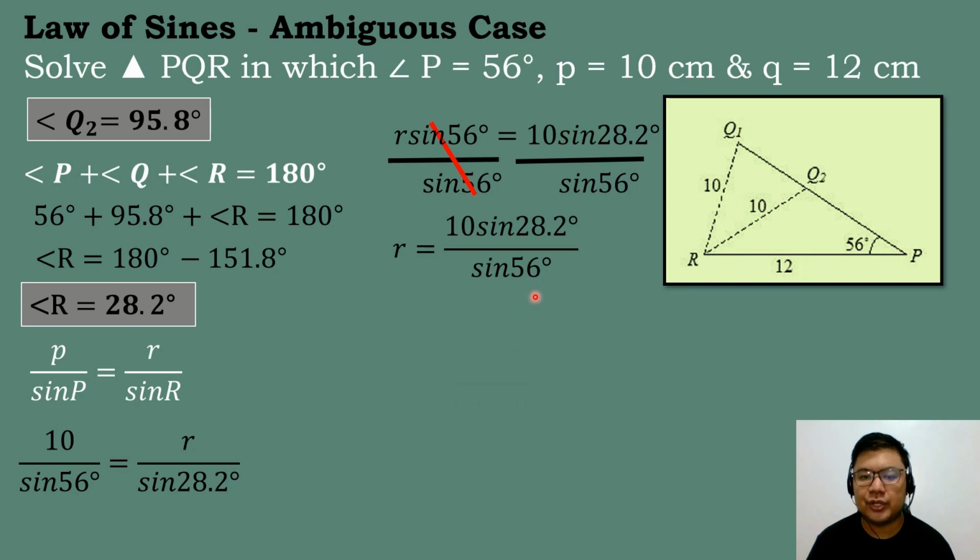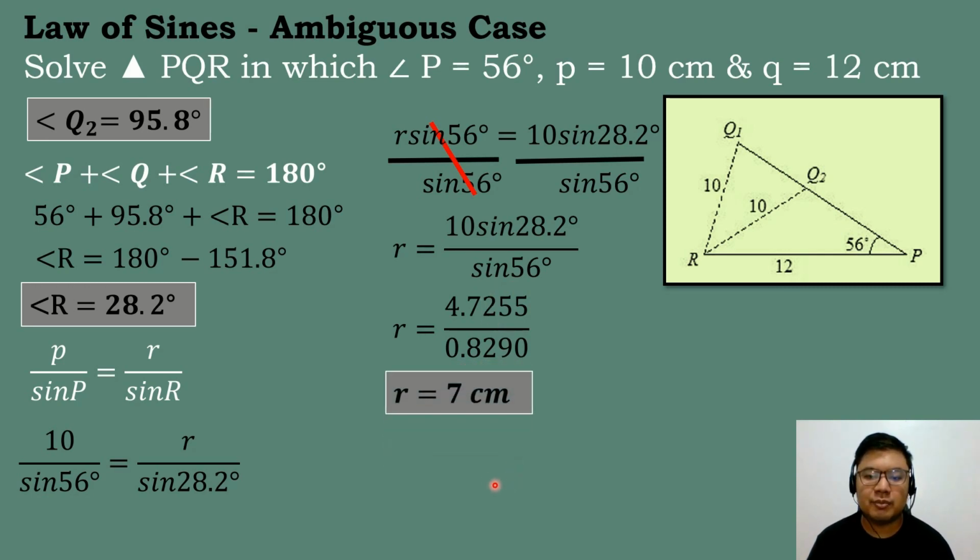Just press this on your calculator. 10 sine 28.2 degrees is 4.7255, over sine 56 degrees, which is 0.8290. Then dividing these two numbers, this will be equal to 7 centimeters. So therefore, the measure of side R, this side, is equal to 7 centimeters. So if the triangle is this triangle, then the measure of this side is 7 centimeters.